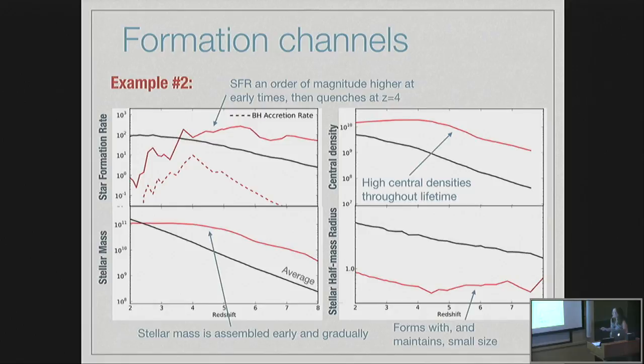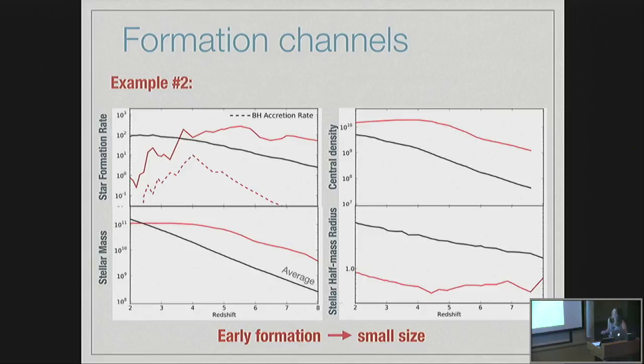And after it formed, it was able to maintain that size until I picked it up at redshift 2 because nobody came along and bothered it. So this tells us quite a different story than the first one. In this case, this galaxy owes its compactness not to this violent starburst event, but rather simply to the fact that it formed at very high redshift.